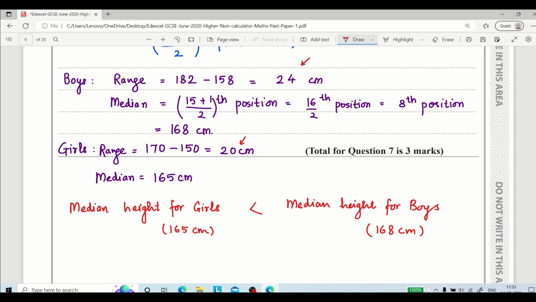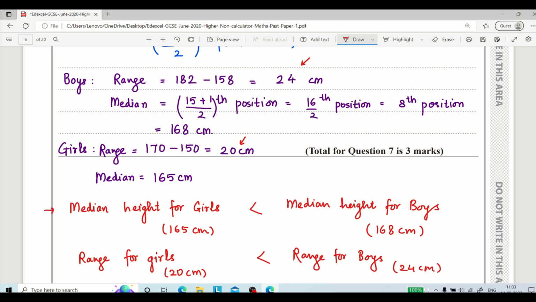And now let's talk about the range. Range again. Range is also less. So range for girls, that is how much? 20 centimeter is again less than the range for boys. That is how much? 24 centimeter. So yes, you have compared this. This is your final answer.